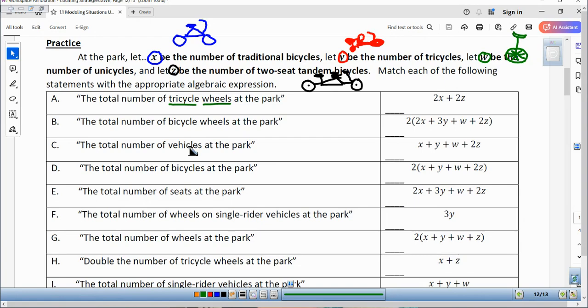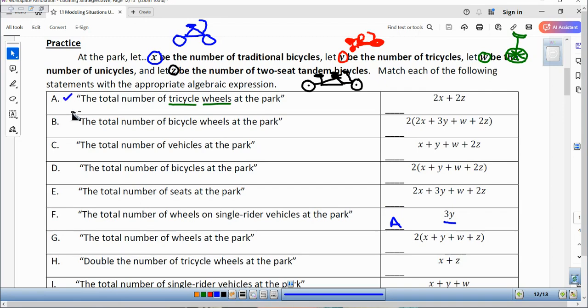And how would we represent that expression? Well, looking through our list here, and I don't have it all on this page, it still continues, but 3Y, that would be, Y is the number of tricycles. We times it by 3, and that would tell us the number of wheels for the tricycles every time. So this is going to be letter A. And I can put a check mark here that I've used that one.